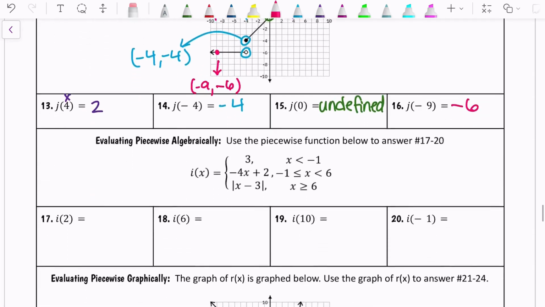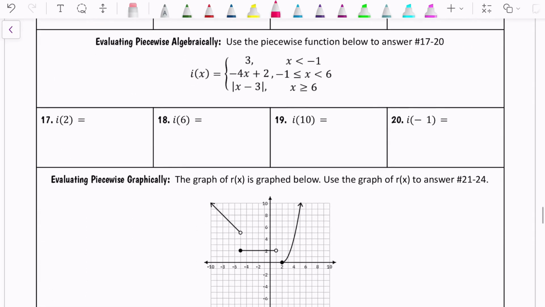All right, let's practice another one using algebra. We have another example here where we have 3 pieces. This is the function I of x. It could be any letter. The different letters in front of the parentheses just mean it's a different function than the one before. So g of x is different than f of x is different than h of x, and so on. We have 3 rules. The first rule says the answer is 3 when x is less than -1. The second rule says use -4x plus 2 if you're between -1 and 6. And the last rule says use absolute value of x minus 3 if x is greater than or equal to 6. So we want I of 2.